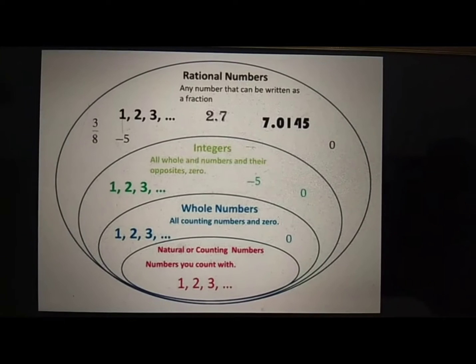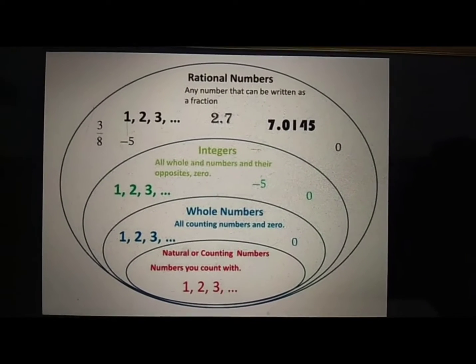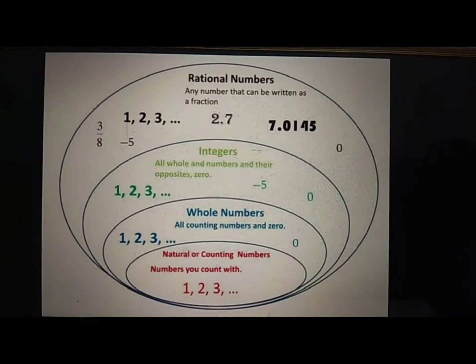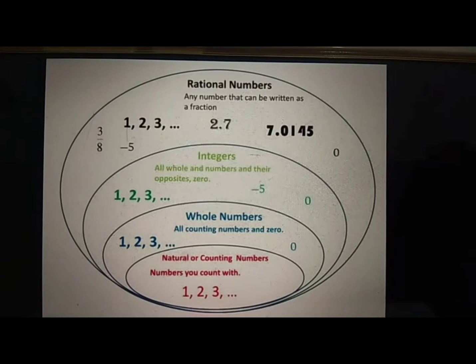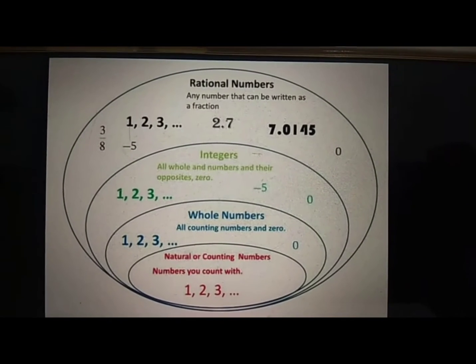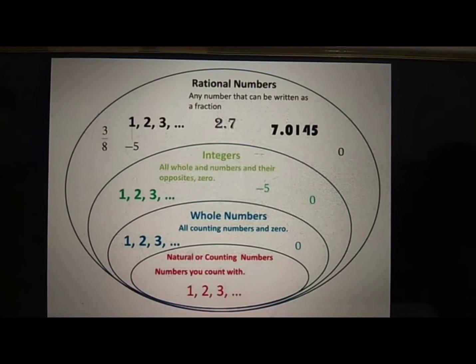Welcome back, students. Now we know what rational numbers are, as I explained earlier. Let us have a quick recap. As you can see here in this diagram, rational numbers comprise all the natural numbers, whole numbers, integers, as well as the numbers written in fraction.